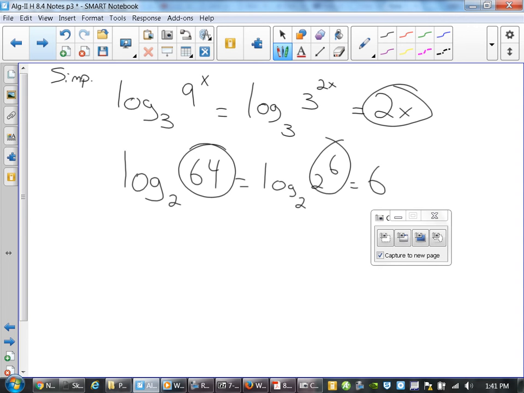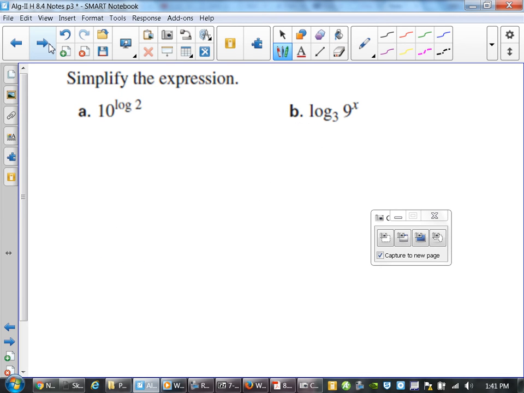Isn't this what we sort of did yesterday? A little bit, like x squared. And these are the properties that make all that work. So what happens then is that you can simplify these. We just did the log base 3 of 9 to the x, but what's 10 to the log of 2?